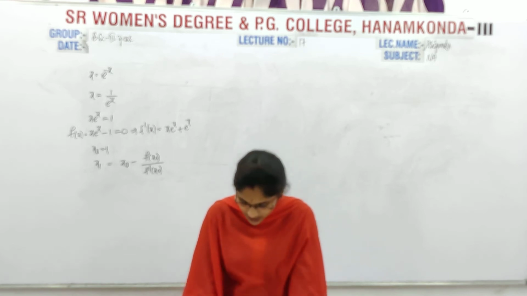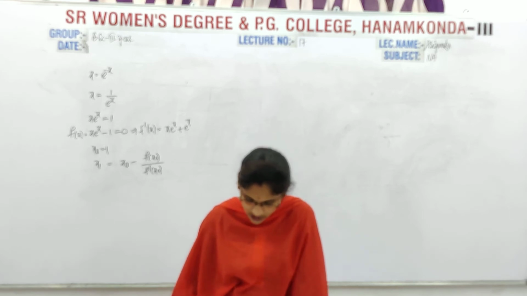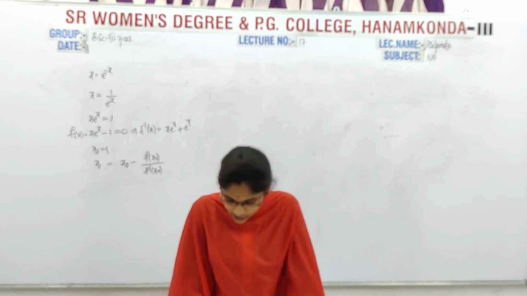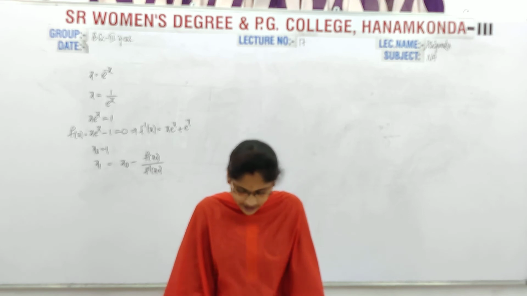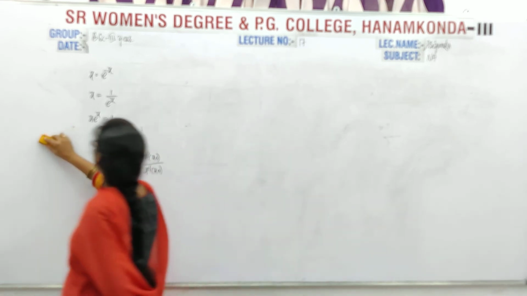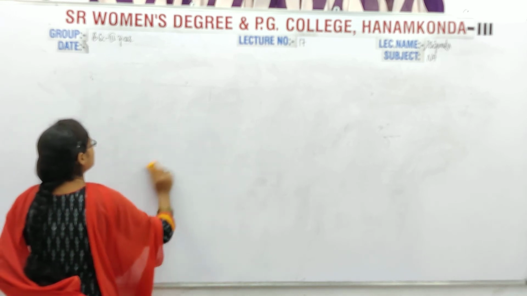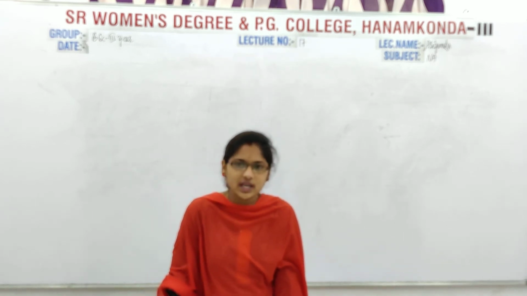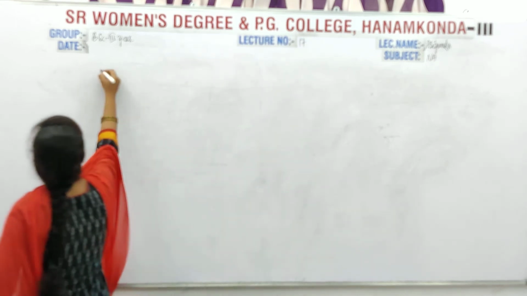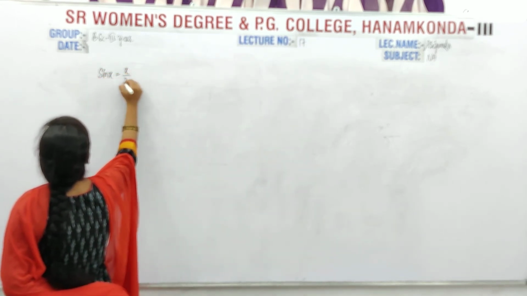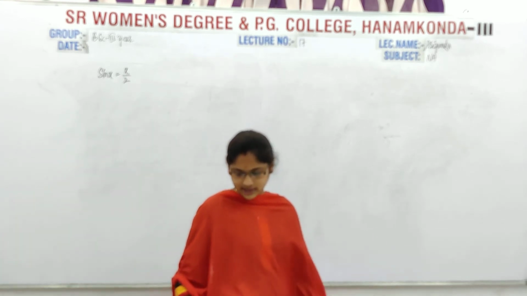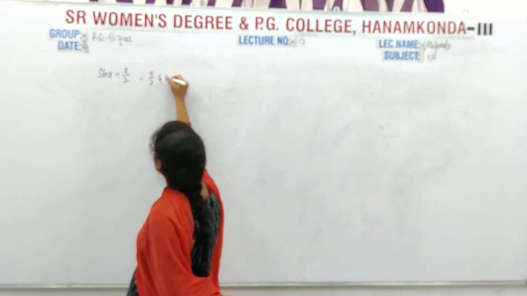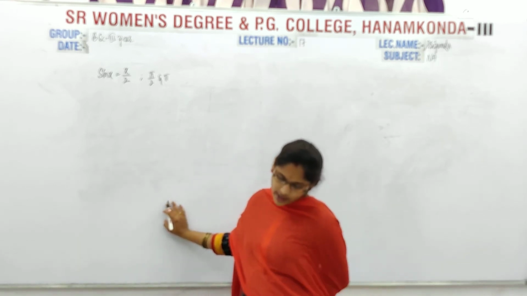Using Newton's method, I will discuss this application. Using the Newton-Raphson method, find a real root correct to 3 decimal places of the equation sin x = x/2, given that the root lies between pi/2 and pi. Here they mention the interval pi/2 and pi.